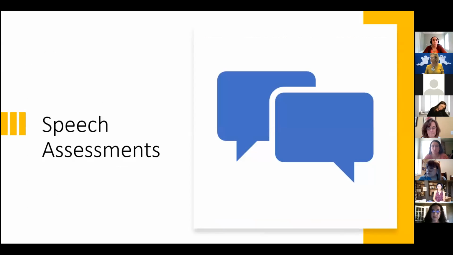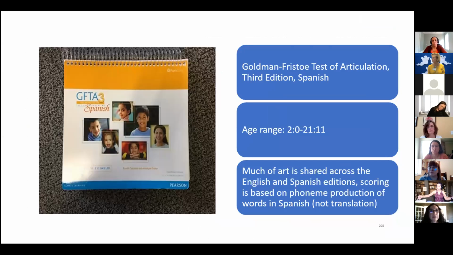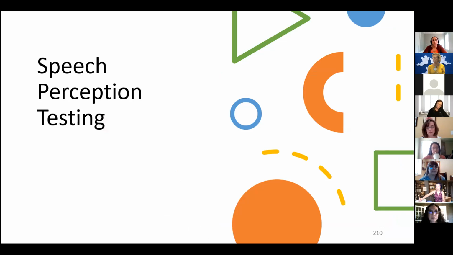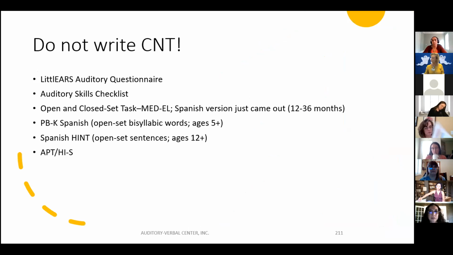And so speech assessments. I used the Goldman-Fristoe Test of Articulation 3 in Spanish, and it's fine. It's a true adaptation, not just a translation, and I found it to be pretty useful. There's also the CPAC in Spanish. And then speech perception testing. I know Chrissy's going to go a lot into this, but the biggest takeaway is to never write "could not test." There are Spanish speech perception tests available.